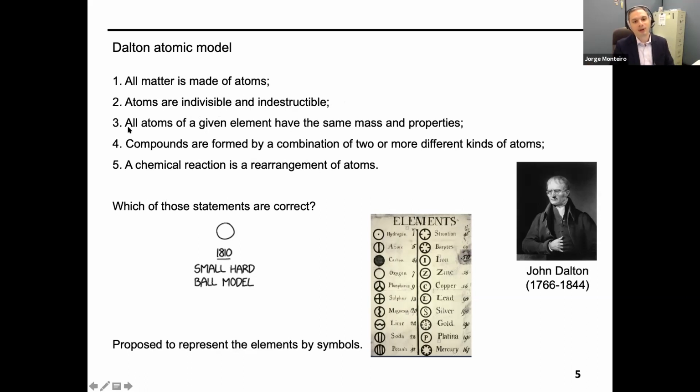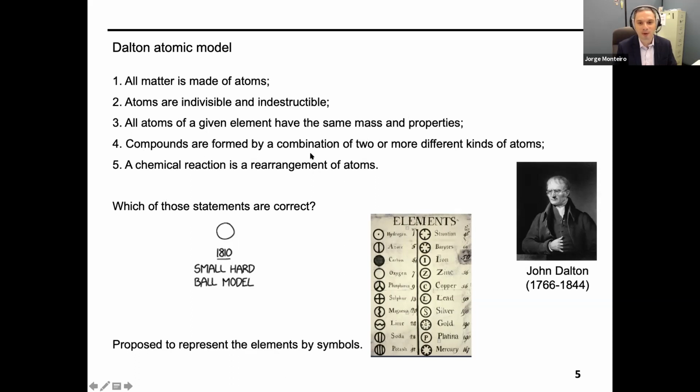All atoms of a given element have the same mass and properties. That's not correct. What characterizes an element is its atomic number, not the mass, okay? And you can have the same element with different properties. That's what we are going to see on the isotopes.